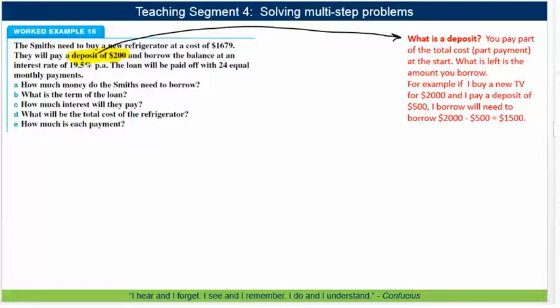So here's an application type question, pretty common question. Someone buys some new household item, so they bought a fridge and it costs $2,679. They're going to pay a deposit of $200. So what is a deposit?